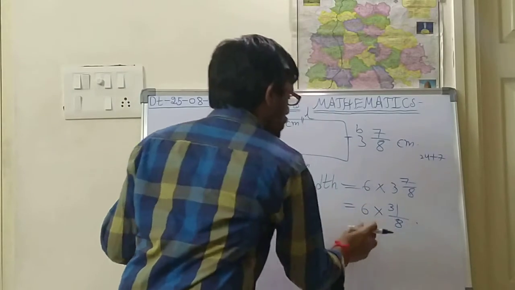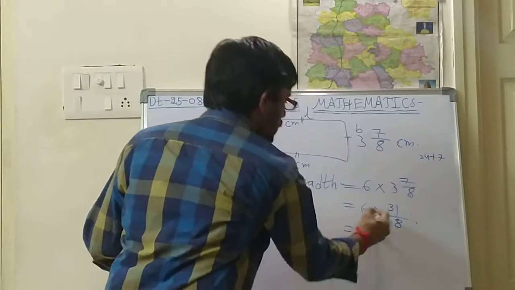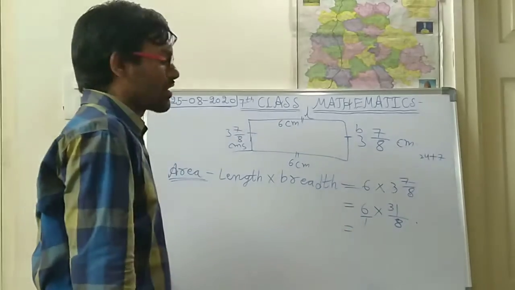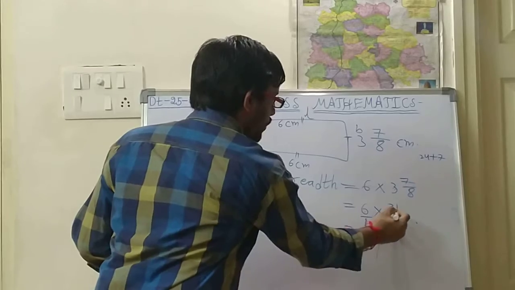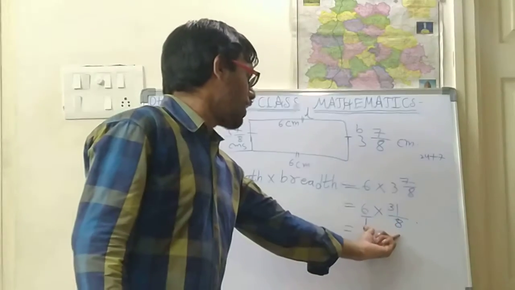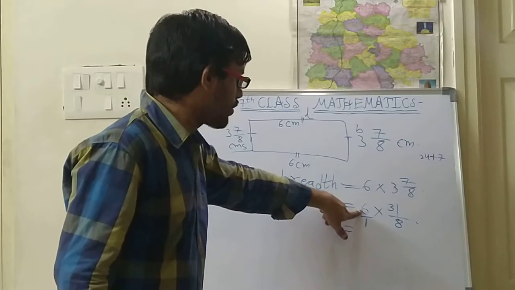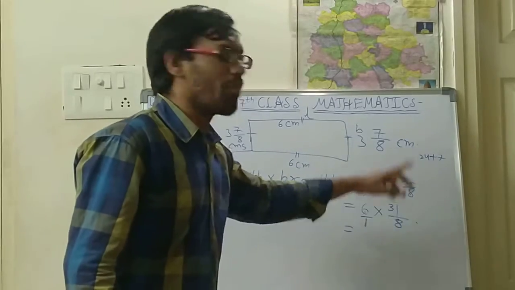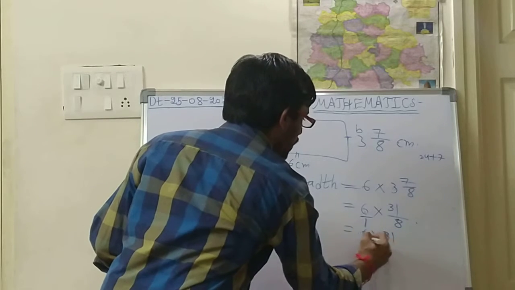Now, 6 is the first term, 31 by 8 is the second term. So what should you do? 6 into 31 by 8, you should assume 6 as 6 by 1. In multiplication, numerator you should multiply with numerator, denominator with denominator. So the whole number, we should multiply with the numerator of the improper fraction. So 6 into 31 by 8.